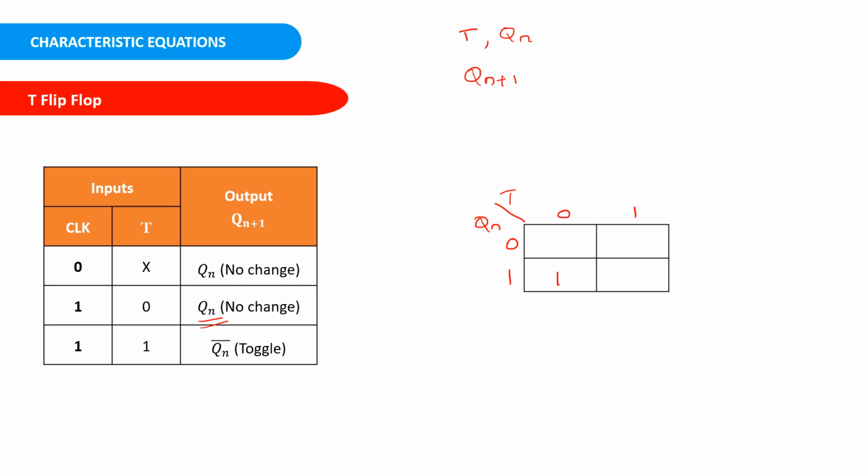Similarly, when T is equal to 1, you will get the toggle, that is the complement of your state. So when T is equal to 1, you will get the complement of Qn. Here it will be 1, here it will be 0. If you group it as one group, this is the second group. So you can write Qn plus 1 is equal to, for this group, T Qn complement plus, for this, T complement Qn. So this is the expression for the T flip-flop.